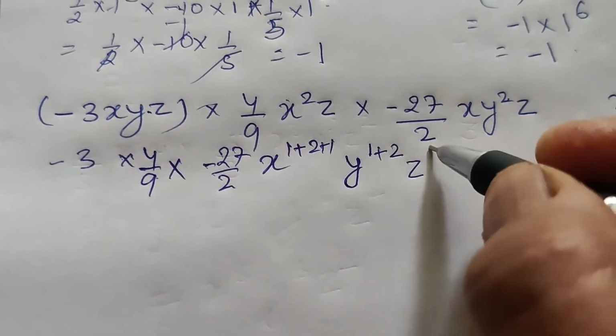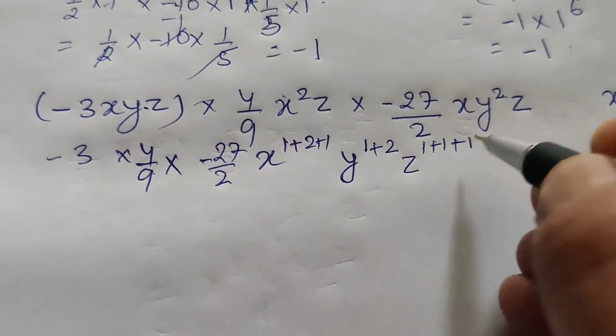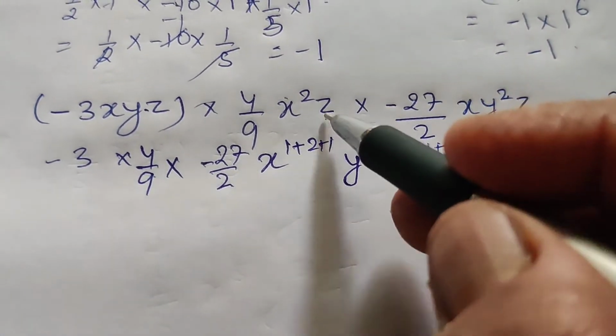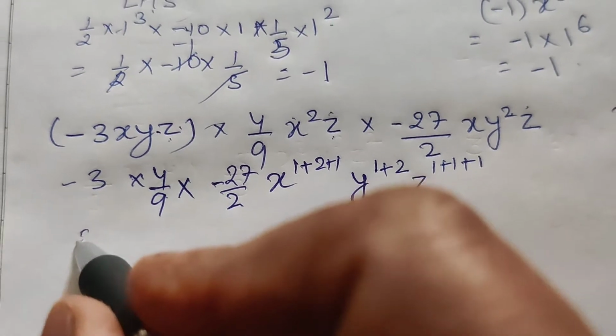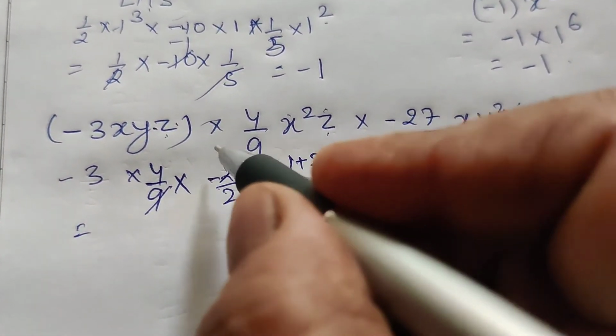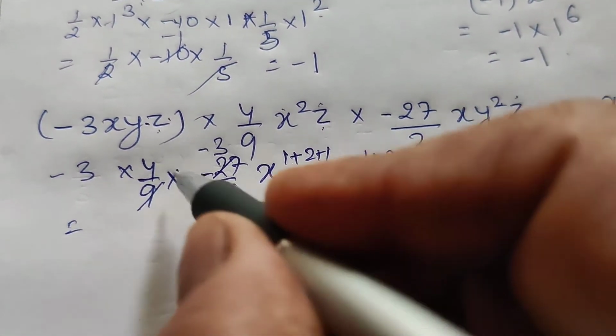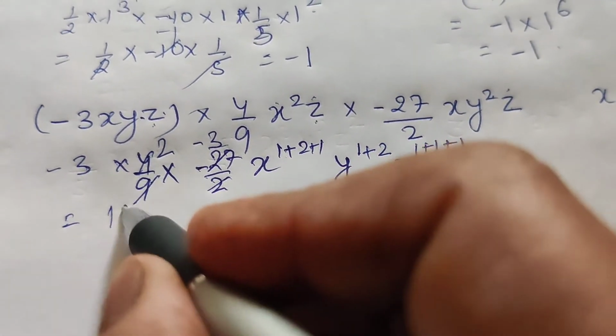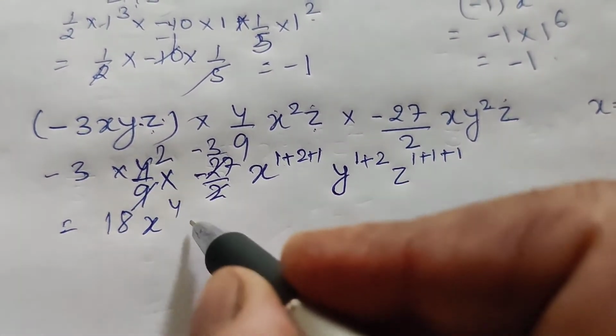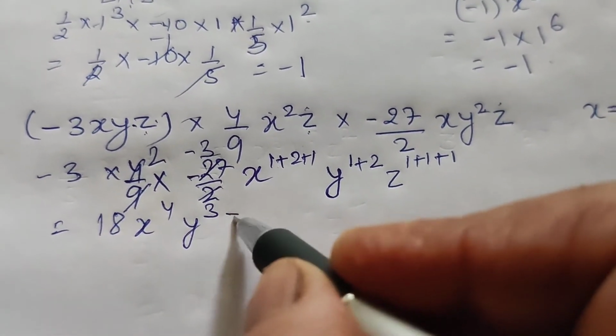And z, 1 plus 1 plus 1. Here is 3z. 1, 2, 3. 1 plus 1 plus 1. The answer is 9 3s are 27. 2 2s are 4. The product is 3 3s are 9 2s are 18. X raised to power 4, y raised to power 3 and z raised to power 3.